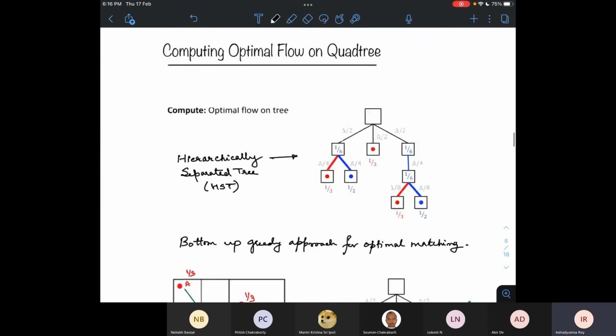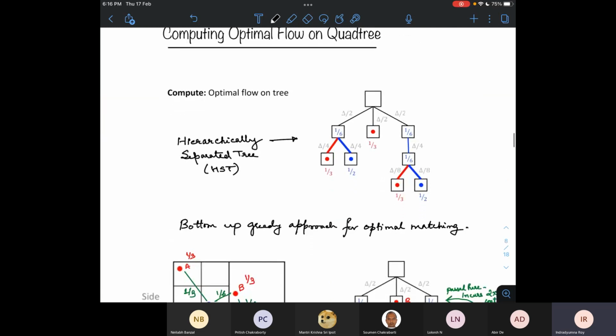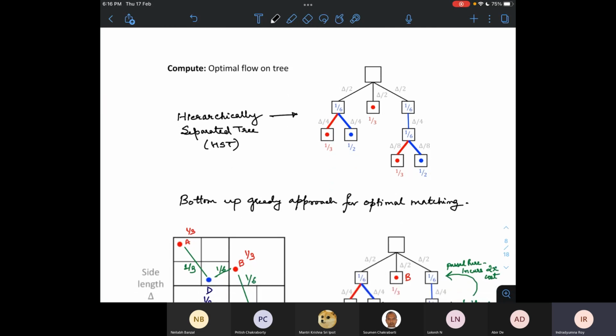Okay, so once you have computed this tree, or rather you have mapped the 2D plane into this tree metric, which I have written as hierarchically separated tree. Now, like I said, it has a very interesting property that the edge weights decrease exponentially as you go down the levels. That allows for a bottom-up greedy approach for the matching. The best greedy strategy is to match the elements at the lowest levels, because they incur lesser cost. And then whatever mass is left, you keep matching by going up the levels.